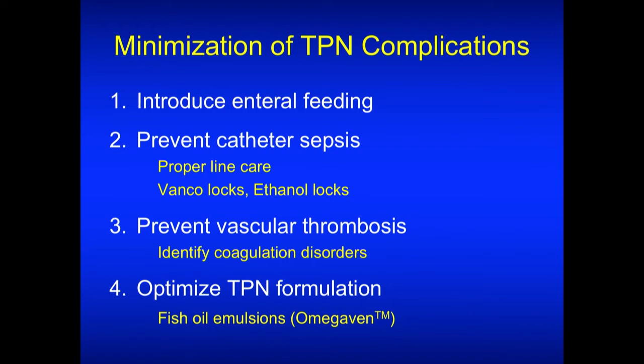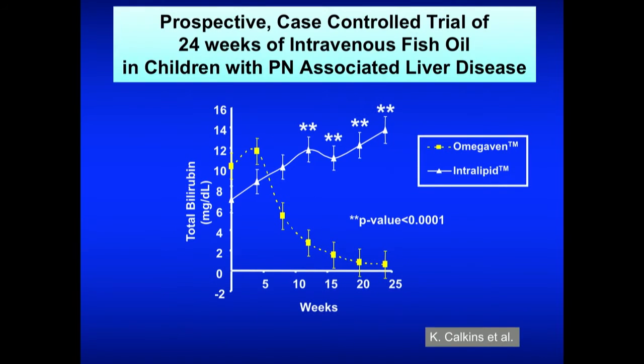And then optimizing the TPN formulation, and you've heard a lot about different lipid formulations, such as fish oil emulsions. This is actually data from Kara Calkins, and this is our trial of 24 weeks of Omegavan in children with parenteral nutrition-associated liver disease. And as you can see, the bilirubin for children receiving Intralipid continues to go up over the 6-month period, whereas those children who were receiving Omegavan had dramatic improvements in their bilirubin levels.